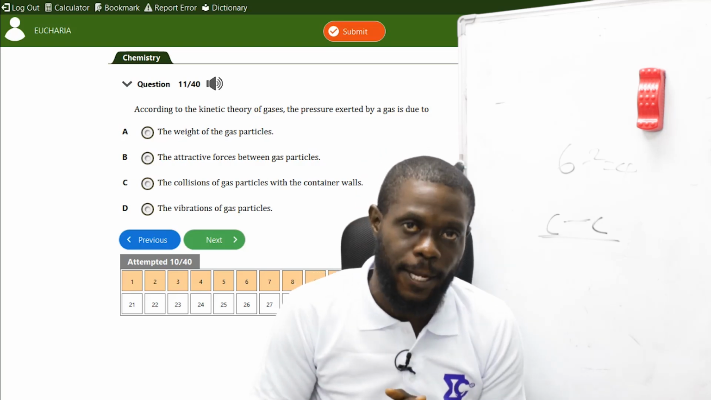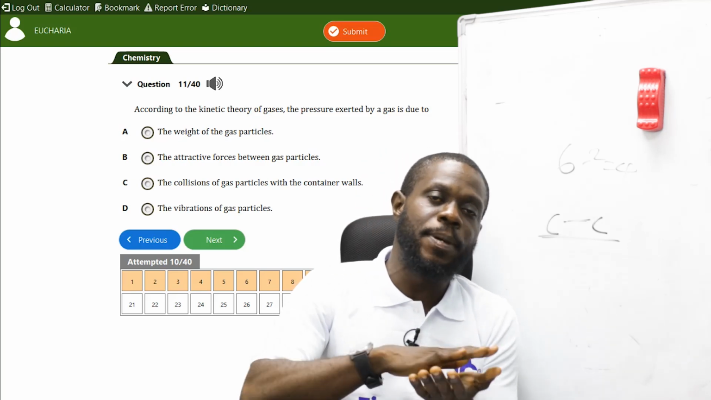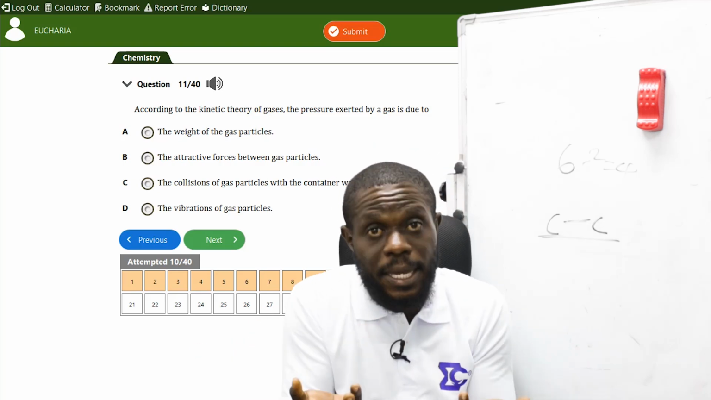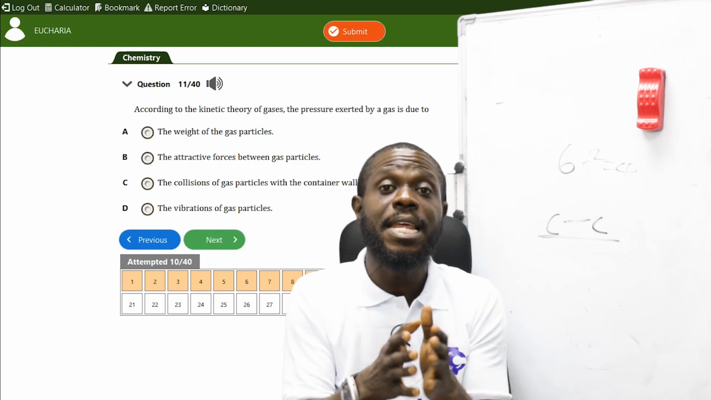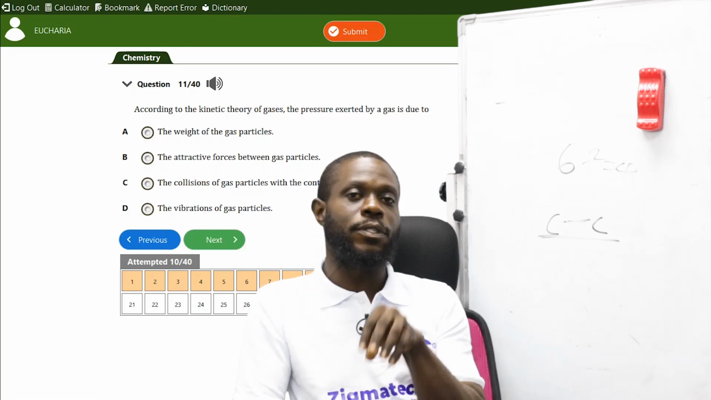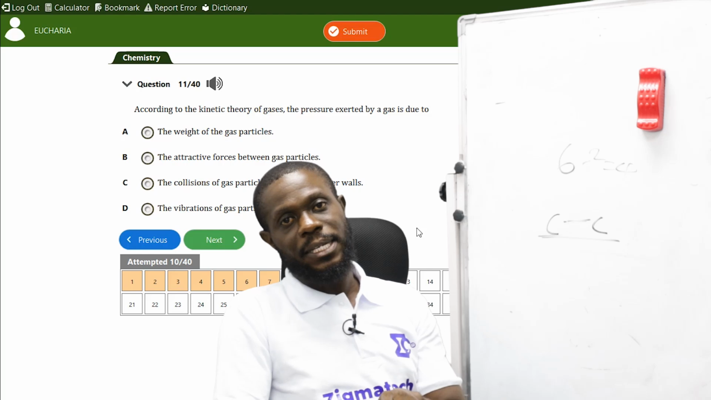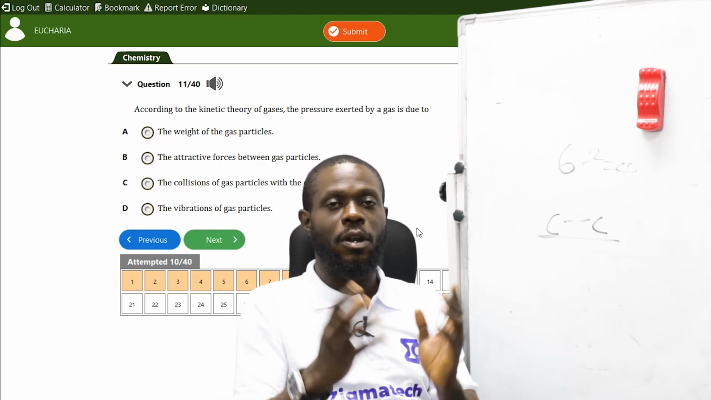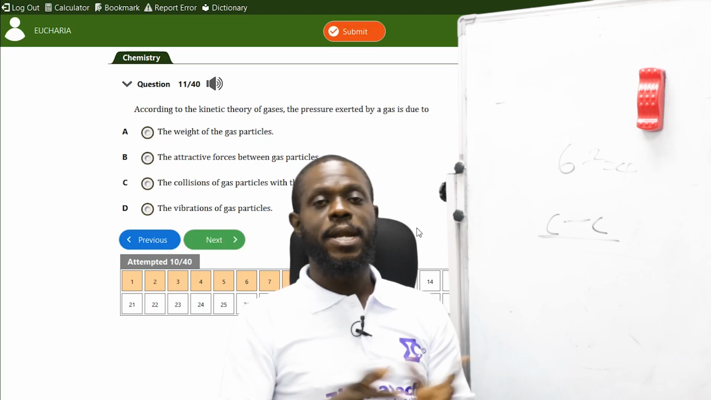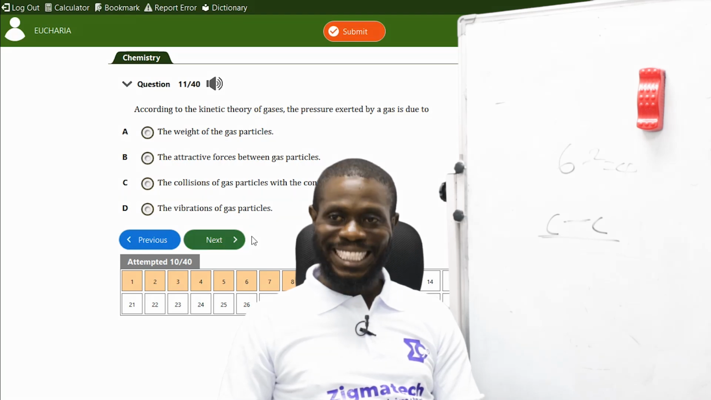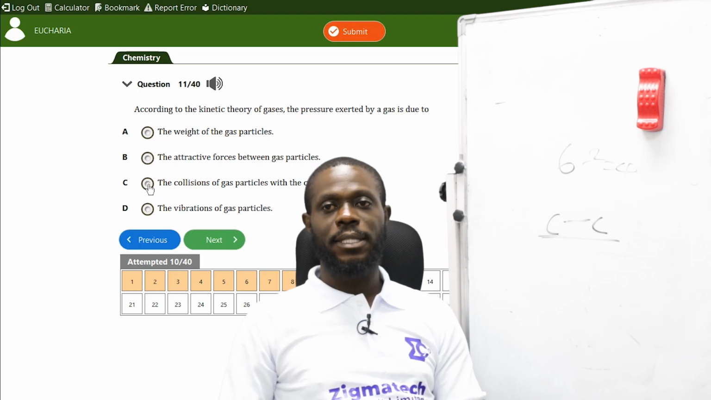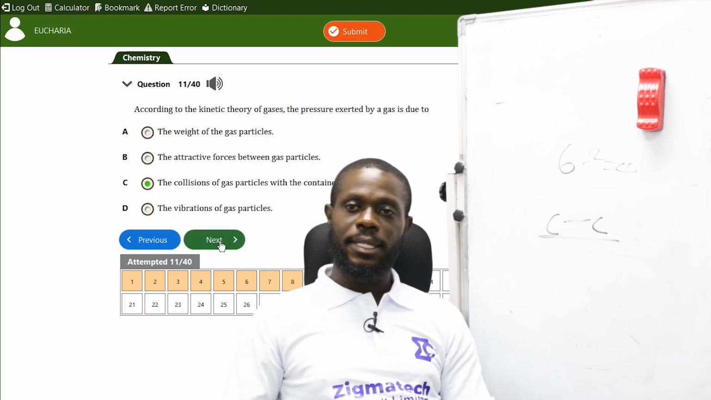It's like in boiling water. The bubbles hit themselves, and when they hit themselves, they break because enough pressure is added upon them. When they break, gas comes out. In those bubbles that you see on the surface of the water, it is vapor inside, not water, because when it breaks, evaporation occurs. So with the collision of gas particles with the container walls, when they hit themselves, more pressure is exerted on the particles of the gas. So the correct answer is C. Let's go to the next one.